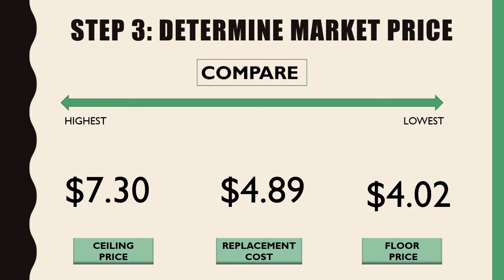My highest value is $7.30. My lowest value is $4.02. So that means in the middle is my $4.89, right? 489 is a lot higher than 402, but it's definitely less than 703 or 730. So here I compare those three numbers and I'm going to select the one that's in the middle. And my middle number just happens to be my replacement cost.